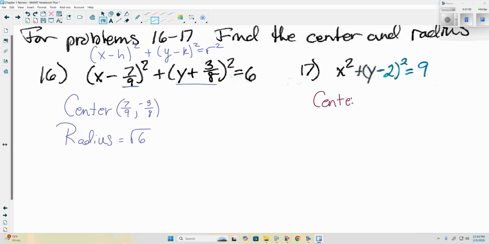Center. Out of the two values for the center, the k value is nice, y minus 2, so the k value is 2. What is the h value? 0. There's no parentheses, it's just x squared, so it's going to be 0. Radius is the square root of 9, it is 3. Yep, that's it. Questions on this here?